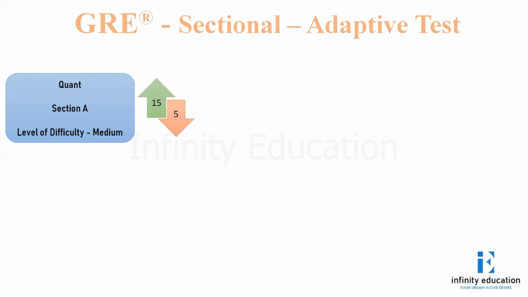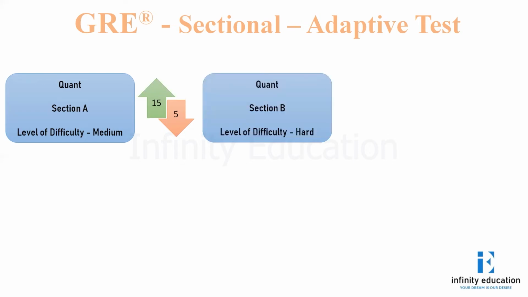So the moment the GRE sees this performance, that the student got 15 questions correct and did a very good job, the GRE will immediately try to make the next section difficult. What we get out of that is the chance of getting to a higher score, because the more difficult the question, the more weightage is given to each question, and we get a better score if we get more correct answers.